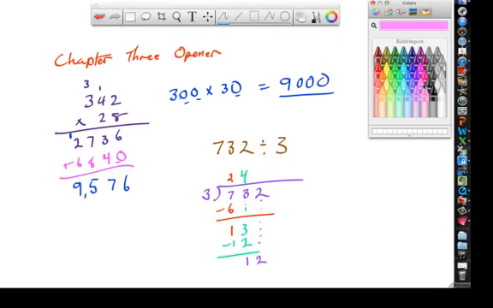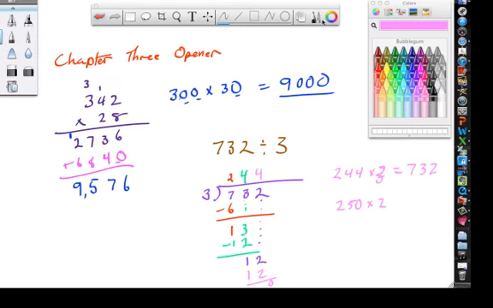That's 12. 3 goes into 12 exactly 4 times. 3 times 4 is 12. There's no remainder. 3 goes into 732 244 times. So you could think 244 times 3 equals 732. And if you just did 250 times 3, look at that. 250 times 3 would only be 750.